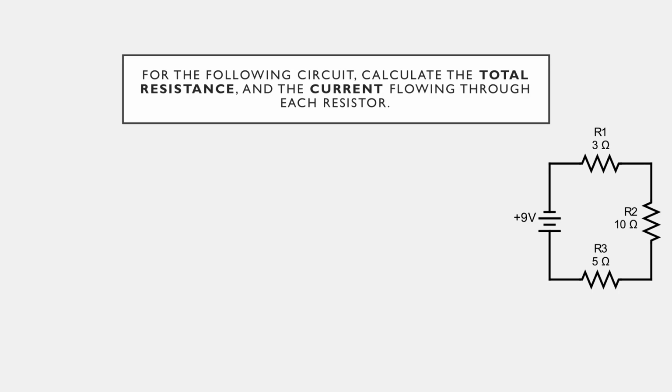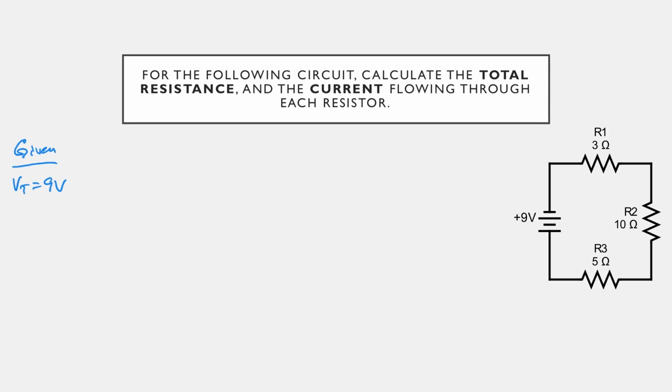Let's take a look at the example here. This example is asking us to find the current throughout the entire circuit and to calculate the total resistance in the circuit. So what do we know? Just by what's given to us, because the voltage at the load or the battery is going to be equal to the sum of all the voltages, we don't need to do anything with that right now. So the voltage total is going to be 9 volts.